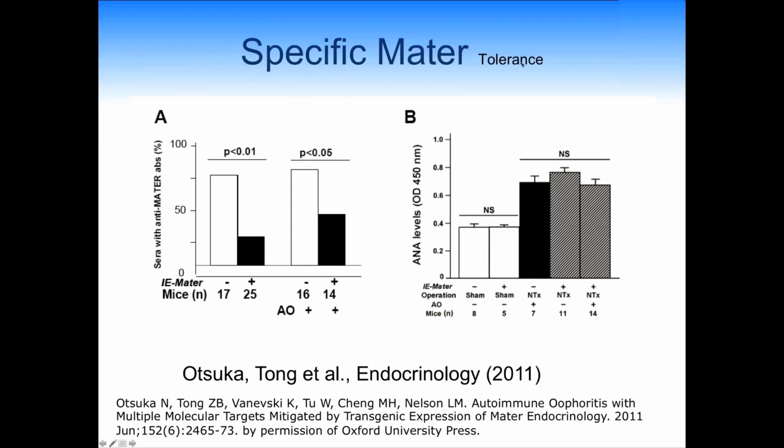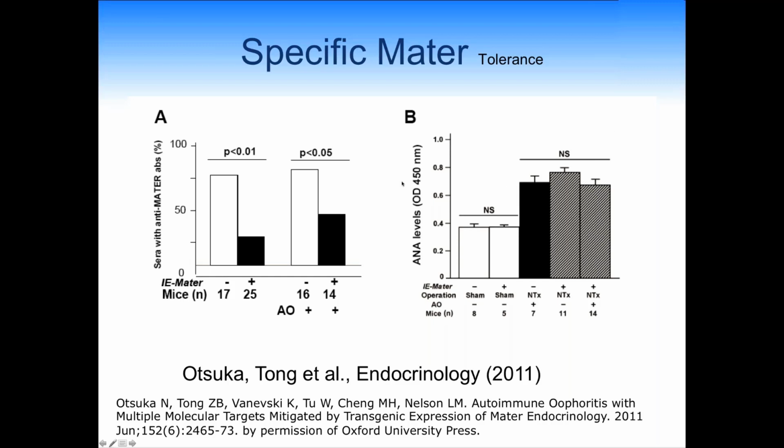So here's the results of that specific tolerance to Mater. On the y-axis here is sera with anti-Mater antibodies. What percentage of the mice have those antibodies? And here we have these segregated by whether they have the IE Mater expression. Here these are the tolerant mice versus the control mice. So you can see here the tolerant mice have a significantly lower incidence of the Mater antibodies. So we were able to induce tolerance. And even if you only look at the mice that are histologically proven to have autoimmune uveitis, you still see there's a reduction in the incidence of anti-Mater antibodies.